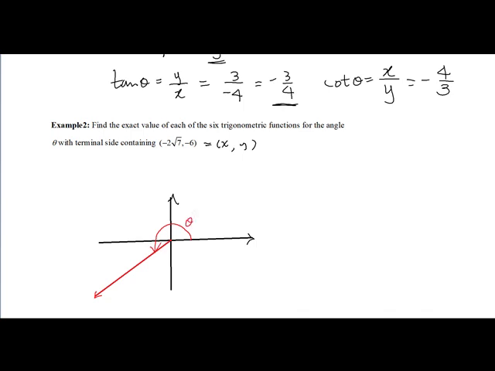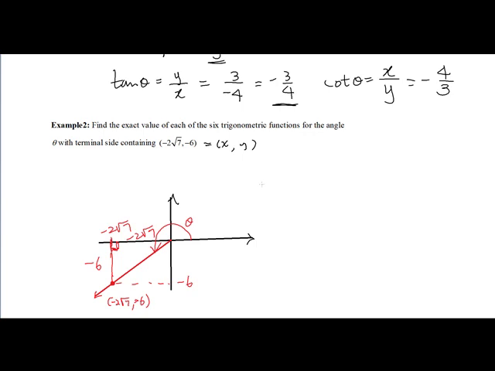And now the point that's sitting over here, choosing any point, is negative 2 square root 7 and negative 6, which are given to you. So you draw the vertical leg toward the x-axis. And so this is negative 6, this is negative 2 square root 7.